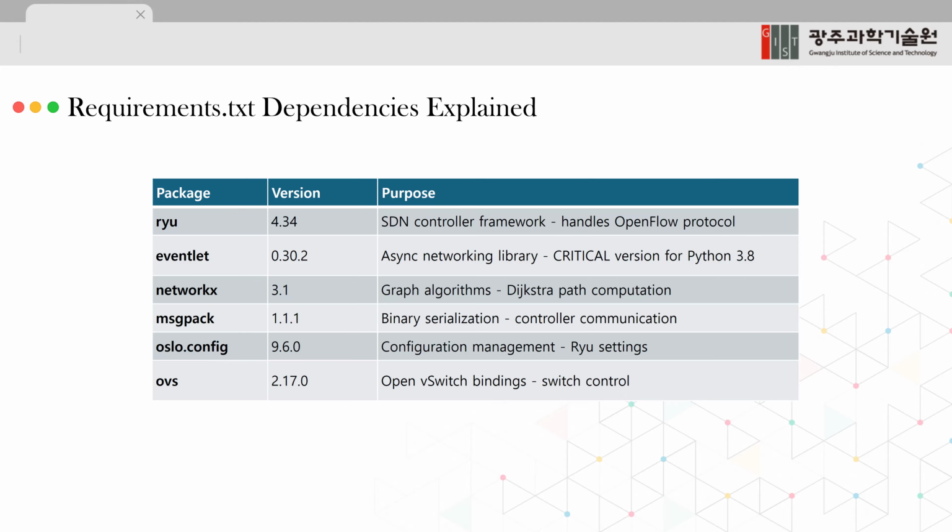Third, NetworkX version 3.1 is used to represent the network topology as a mathematical graph, where switches are nodes and links are edges. This enables the Dijkstra algorithm to find the shortest path. Fourth is msgpack, which handles binary serialization. And fifth is oslo.config, used for configuration management. Lastly, OVS version 2.17 provides Python bindings for Open vSwitch.